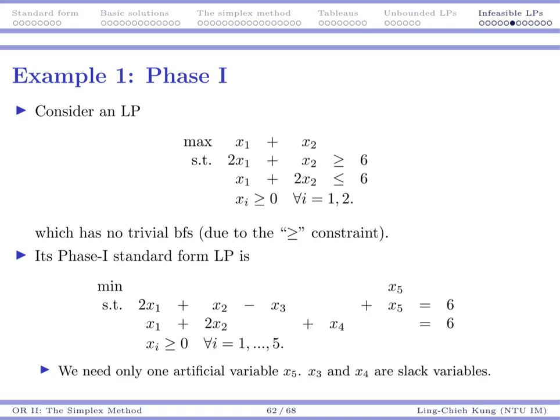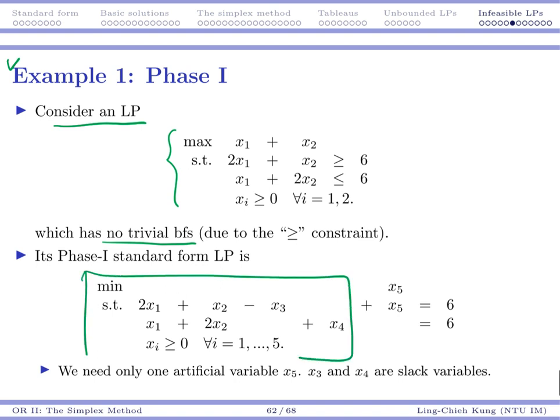Okay, so let's consider this example. Let's say we have a linear program which looks pretty much similar to the previous ones, but now the first constraint is actually greater than or equal to instead of less than or equal to. So in this particular case, we would not have a trivial basic feasible solution, okay? Because if you just get a very typical standard form, you don't have an identity matrix for free.